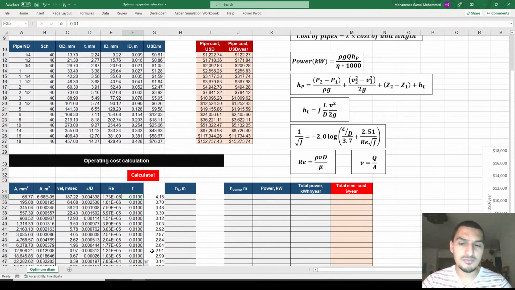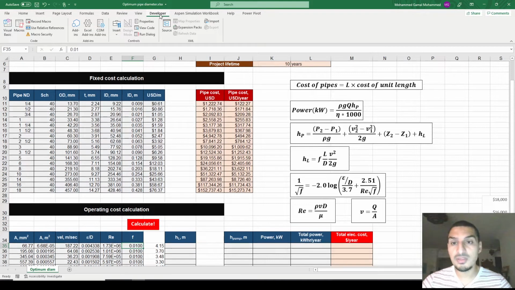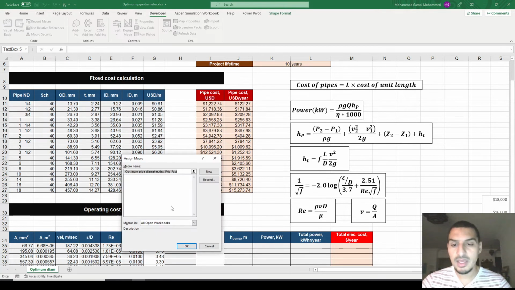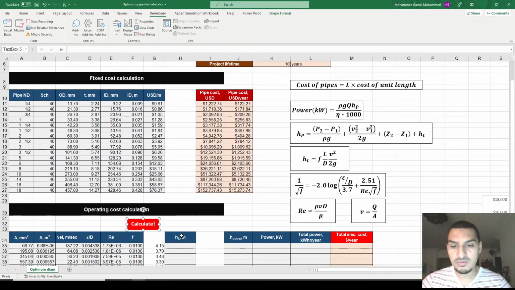So it's going to be a tedious process. So what I'm going to do is record the macro and make it repeat the calculation steps without having to do this again and again. This is the button where I'm going to calculate the friction factor. I'm going to assign a macro and record now. I'm calling it friction factor. Okay, so now it is recording.